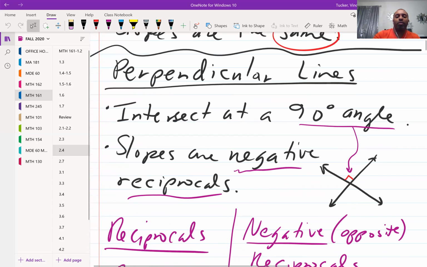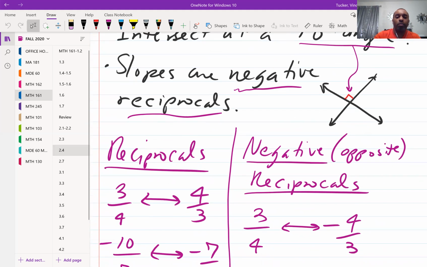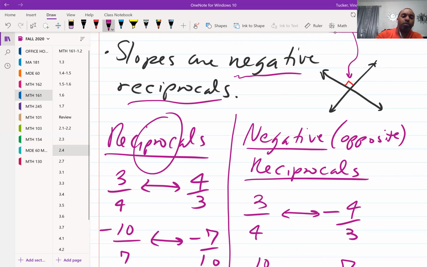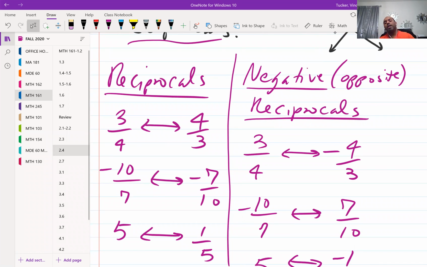All right, so just make sure we're okay with what negative reciprocals are. A regular reciprocal, just a general reciprocal, is just flipping the fraction. So it has nothing to do with your signs, just flipping the fraction. So the reciprocal of 3/4 is 4/3. The reciprocal of -10/7 is -7/10. The reciprocal of 5 is 1/5.